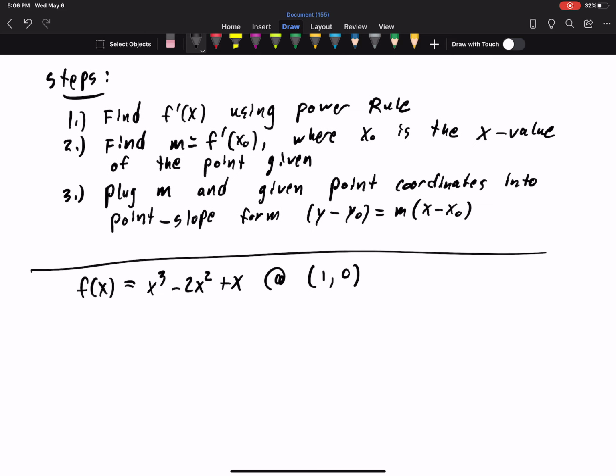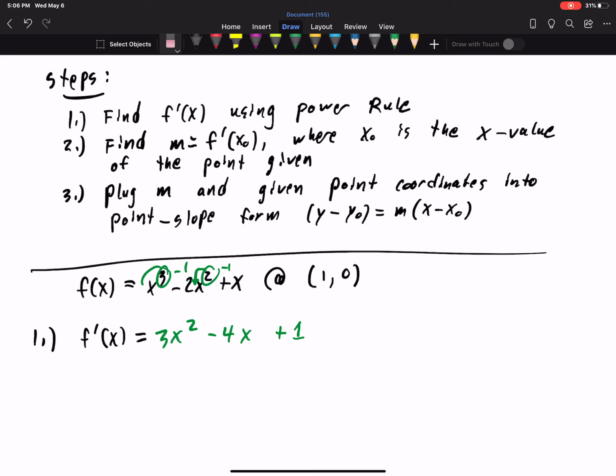So step 1, find the derivative. f prime of x is equal to... how do we do it? Take your 3, move it down in front, subtract 1 from the exponent. That gives you 3x squared. Do the same thing for the second term: take your 2, bring it down in front, multiply it by that minus 2, so you have minus 4x to the first power. And then this plus x just becomes plus 1. So that is the derivative of our given function.